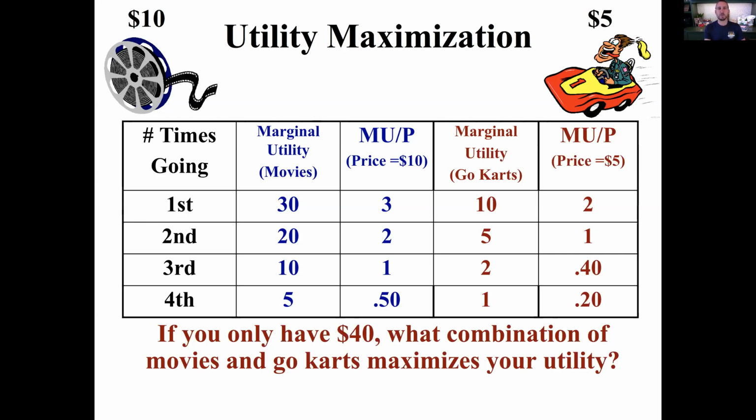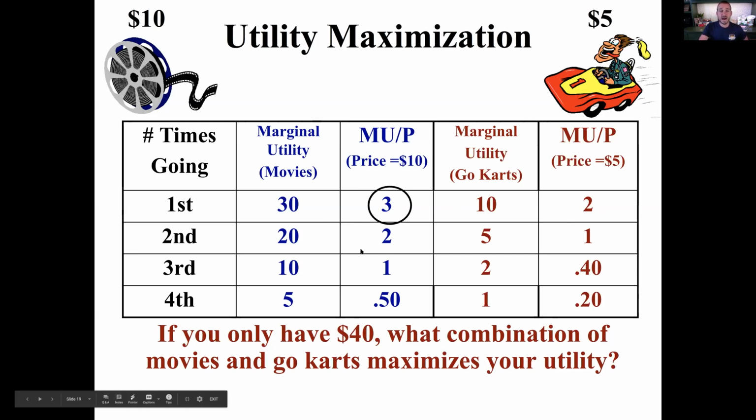So when you're thinking about how you're going to spend your money, if at the bottom it says you have 40 bucks, how are you going to spend that money? Well, you're going to spend that money based on the marginal utility per dollar. So your first choice is going to be your movie, which yields 3 utils per dollar, which is better than the 2 you'd get from the go-kart. So you spent 10 bucks.